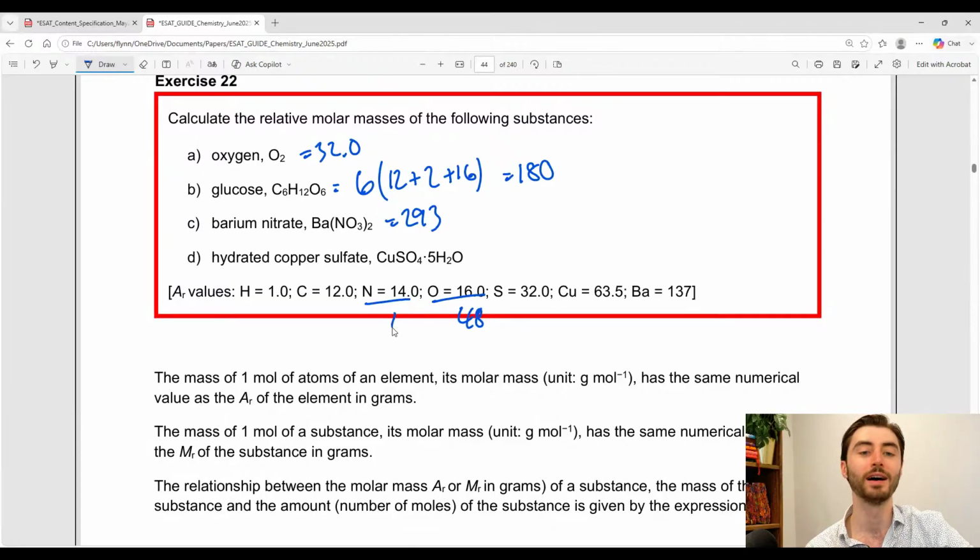This is what happens when you don't read questions, guys. This is also why you check your work if you can. So 14 plus the 48 is actually going to get me to 62. Double that up for 124. Add on the 137. We're going to get 261, as I got before. Okay.